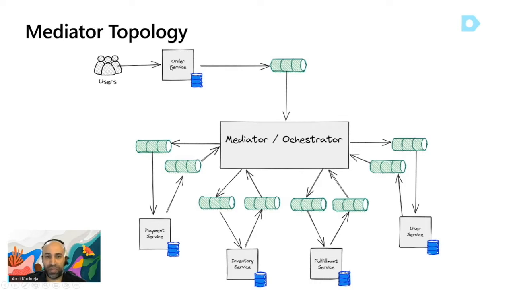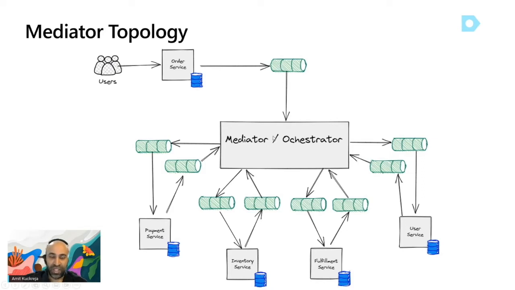So the users will make their order. The order service will respond to the user saying, this is your order ID, and will send a message to this message bus or event bus or queue. Now, the orchestrator in the middle receives this, and the orchestrator actually receives whenever any event occurs. It is the one that decides what needs to happen next.